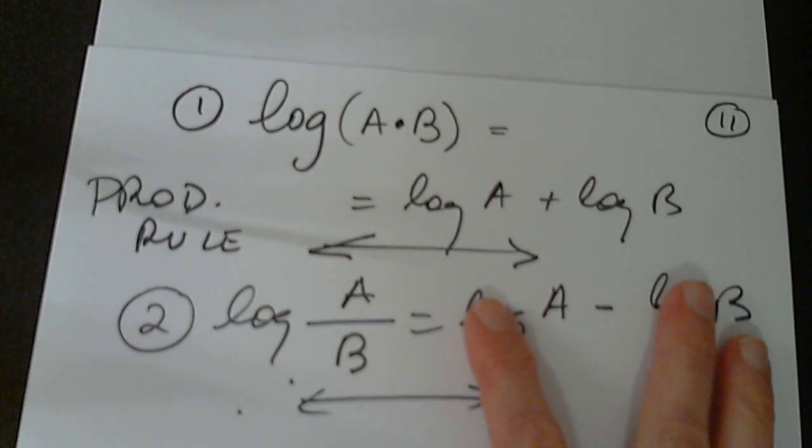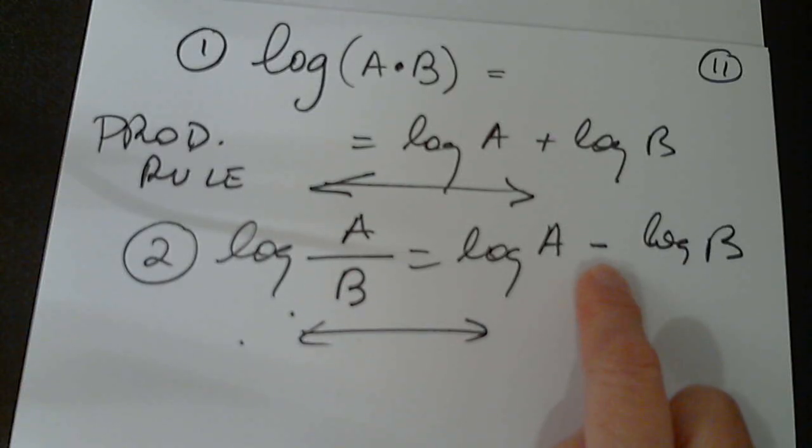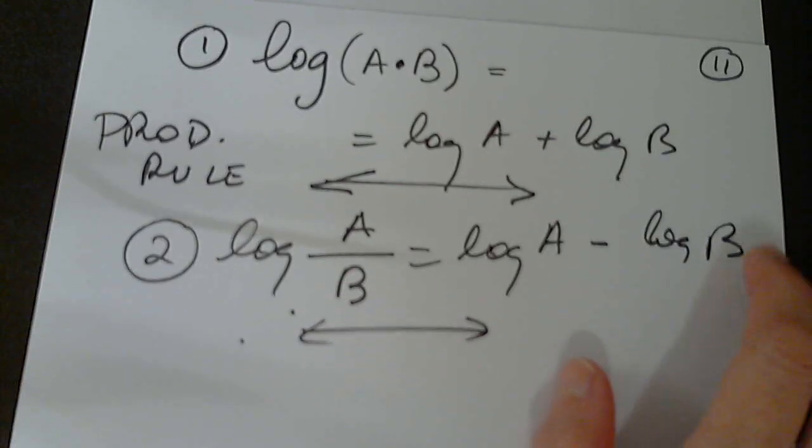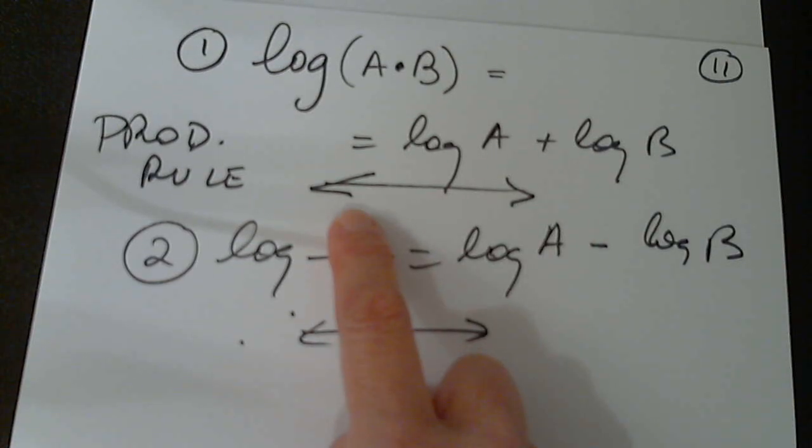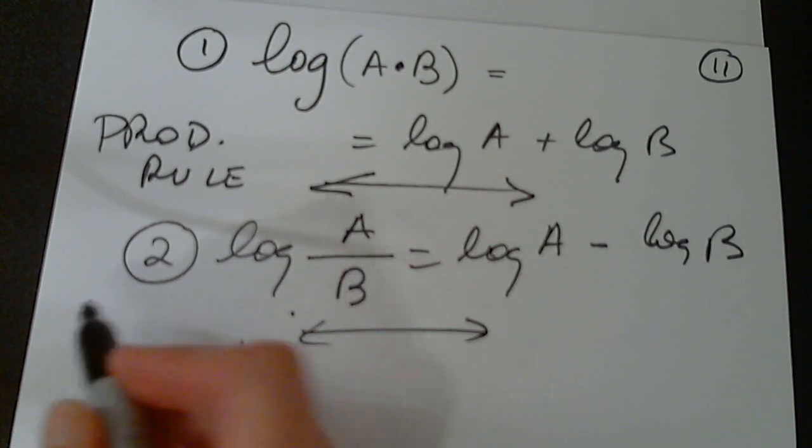If I have 2 logs with the same base and they're subtracted one from the other, this one comes from the denominator and this one comes from the numerator. Of course, this is called the quotient rule.